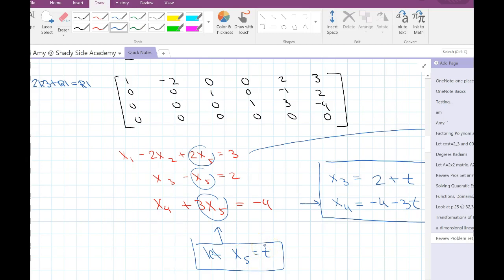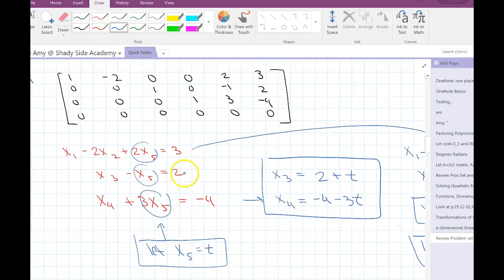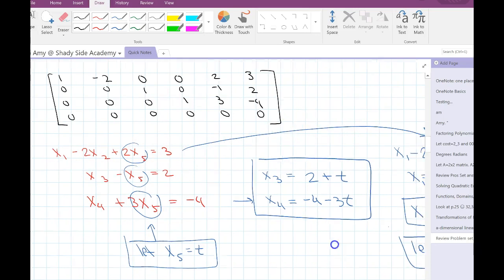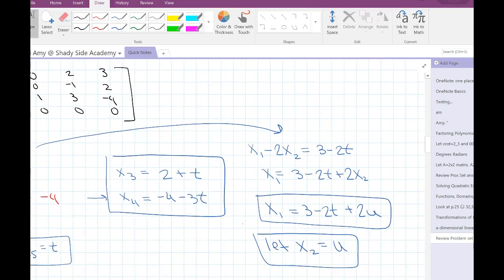If I let x sub 5 equal t, look what happens here. In my second and third red equations, that tells me x sub 4 would equal -4 minus 3t. x sub 3 would equal 2 plus t. That's nice. In the top equation, I have x sub 1 and x sub 2 and x sub 5. So follow my arrow, look what I did. That means x sub 1 minus 2x sub 2 equals 3 minus 2t. I put the t in for x sub 5, right?